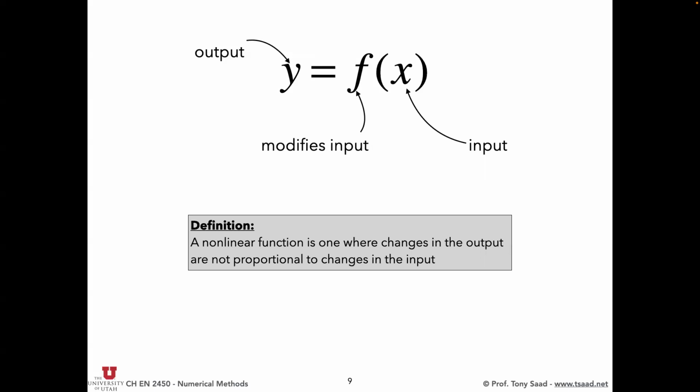In a linear function, depending on the relation between your input and that function, if you double the input, it will double the output. But for a nonlinear function, you don't know. Take the cosine of x. If you double the value of x, it's not going to double the value of the cosine. It might make it negative, who knows, right? So that's one simple definition of a nonlinear function: changes in the output are not proportional to changes in the input.